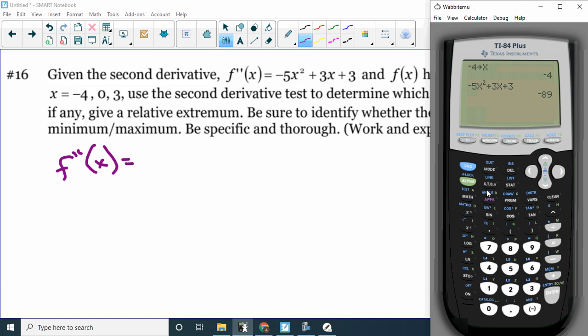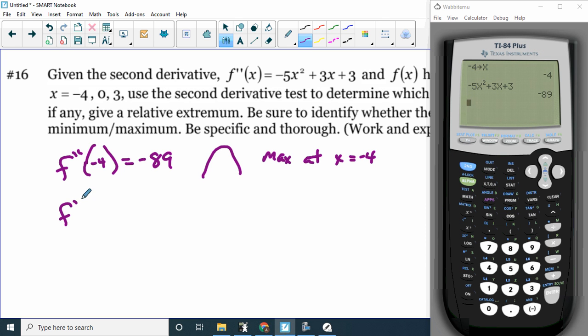plugging in -4 gives me -89. So f double prime of -4 is -89. Because that value gives us a negative number, that tells us that our graph is concave down. Because the graph is concave down, that critical value we had is a maximum. So we have a max at x equals -4.